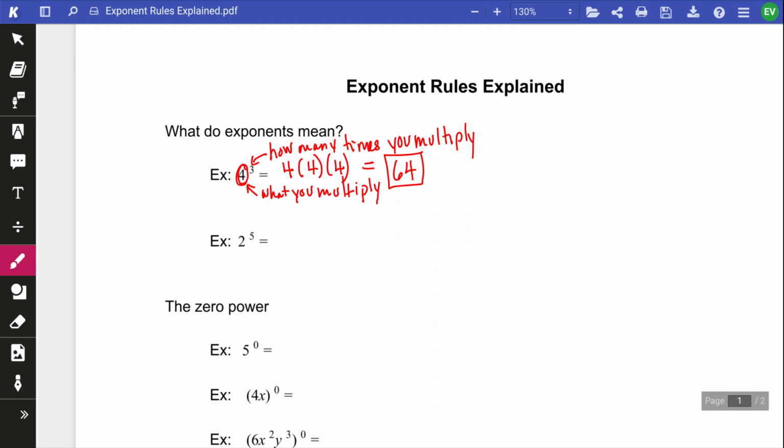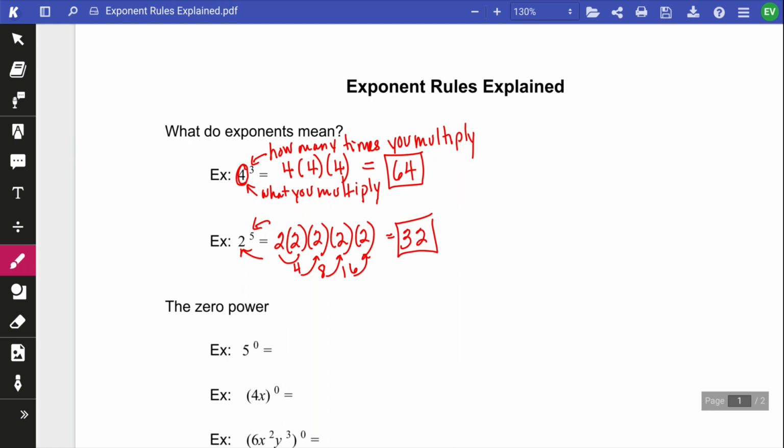The next example, we've got 2. So 2 is your base, 2 to the 5th power. And then the 5 tells you how many times. So 2 is what you multiply. So we're going to do 2 times itself 5 times. When we simplify it, 2 times 2 is 4. Times 2 is 8. Times 2 is 16. Times 2 more gives us 32. And that's how we simplify it.